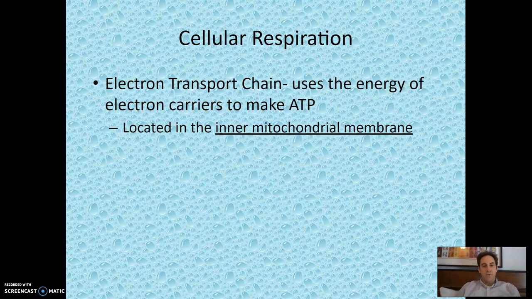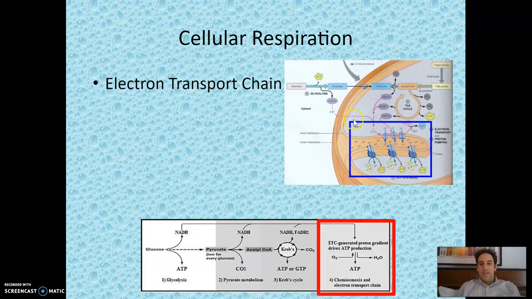The electron transport chain is located in the inner mitochondrial membrane. You may recall that there's 2 membranes to the mitochondria. It's in the inner one. And we can see that here. So here's our mitochondria. Here is that inner membrane. And lo and behold, we see these proteins that make up the electron transport chain right in that inner mitochondrial membrane.